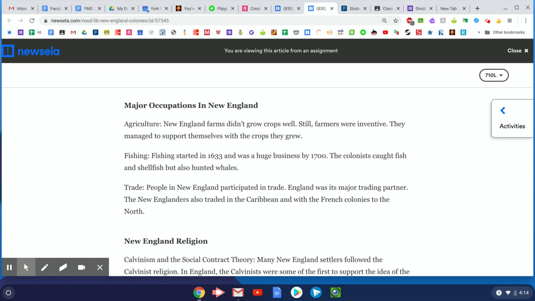Trade. People in New England participated in trade. England was its major trading partner. The New Englanders also traded in the Caribbean and with the French colonies to the north.